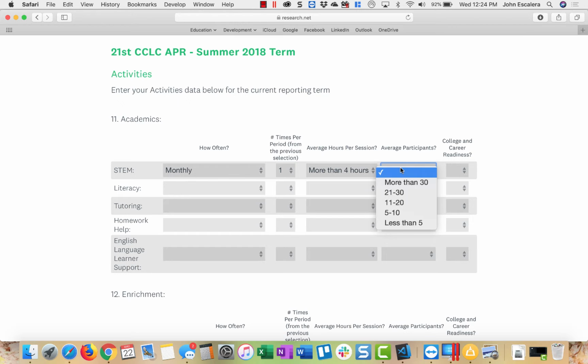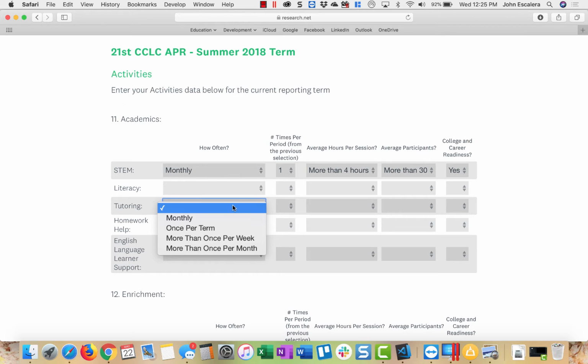You don't have to run any data. You just kind of think back to the activities that we're running and about how many participants you thought there were. So I'm going to put more than 30 on this one. And is it college and career readiness? Yes, I'll say yes. Okay, let's say we didn't run any literacy.